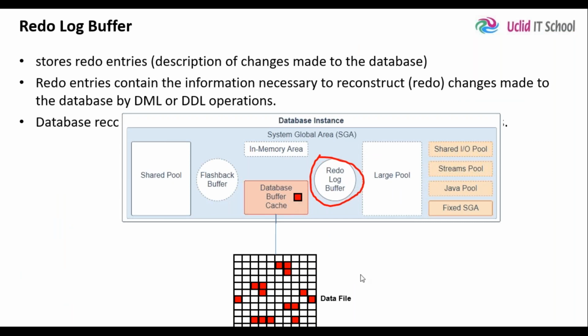Who reads this block into the database buffer cache? Can you guess, Suma? Any idea? Usually the server process, because the client wants this data to be read, so the server process picks it up. Perfect. Yeah, correct. Is that right?